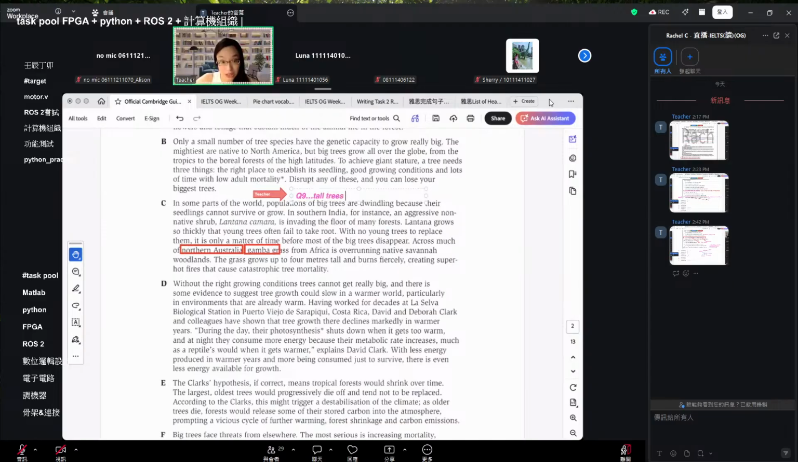Tall trees die because of something made worse by gamba grass.